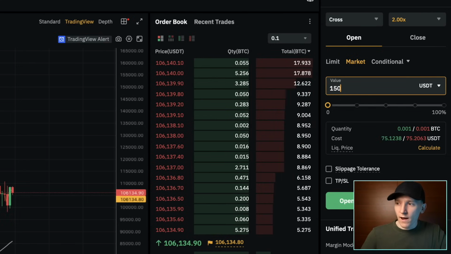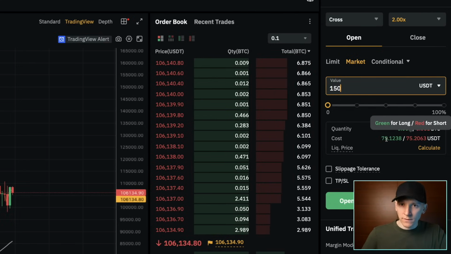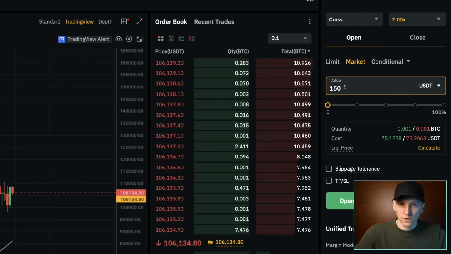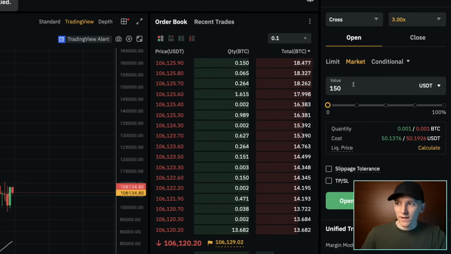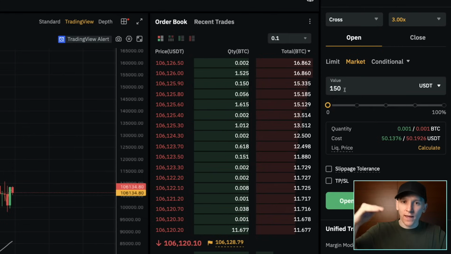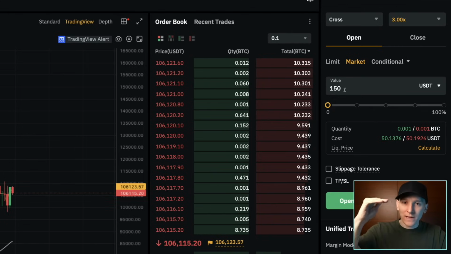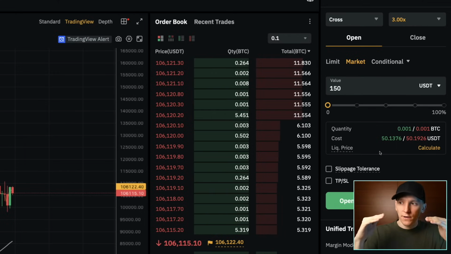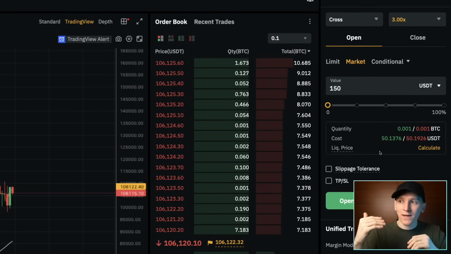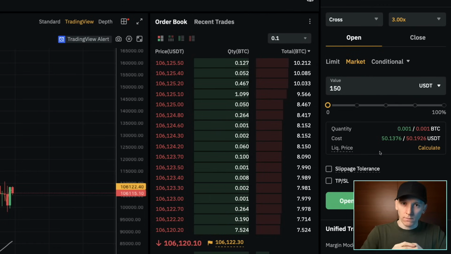What this means is I have $75 down to fund losses on this $150 trade, which means I can survive a 50% drawdown. If I were to use 3x leverage, my trade value is exactly the same, but my cost is now different. Because I'm using 3x leverage, my trade size is 3x the cash that I put down. So I now only put down $50. But what's changed is my liquidation point. Now, for 150, I've only got 50 to pay for losses. So I can now only withstand a more or less 30% drawdown.